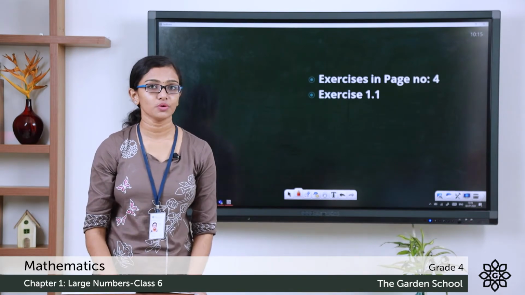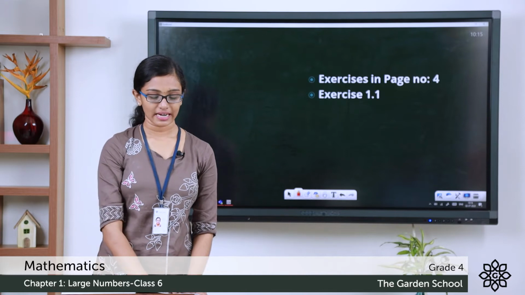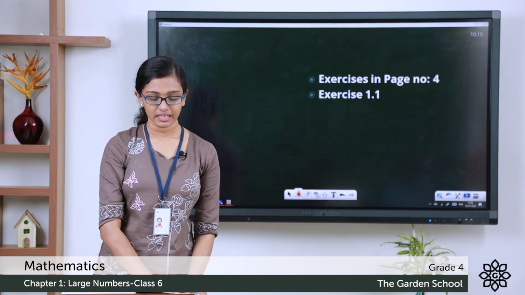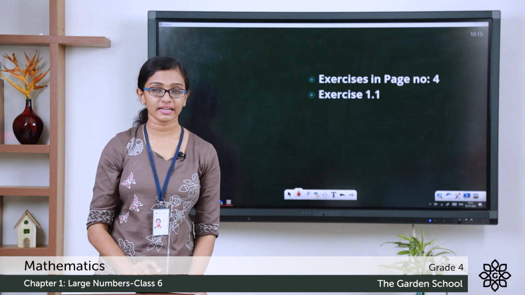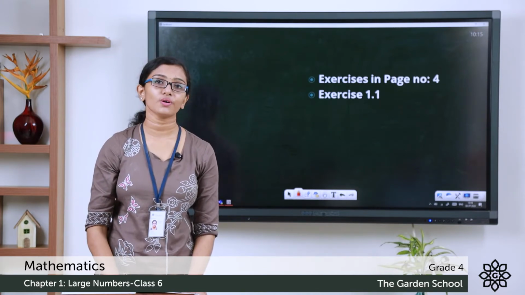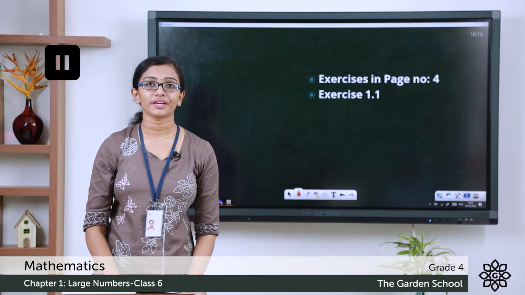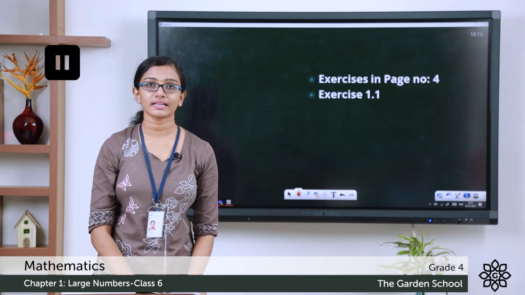We'll do one activity now. Please open your textbook, turn to page number 4. There is a heading given there, try this. A number is given there and the place value chart is given there. You have to write the number in the place value chart and also write its expanded form. You can pause the video, finish the work and come back.